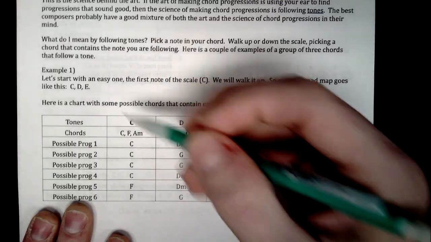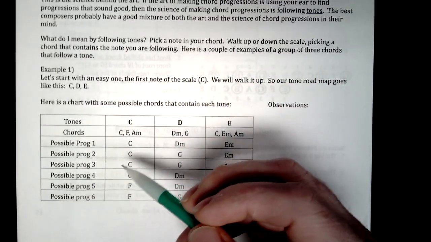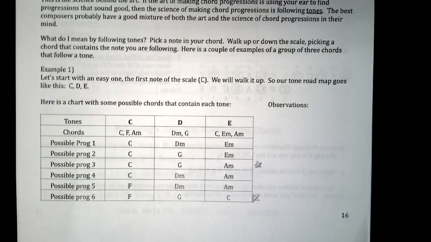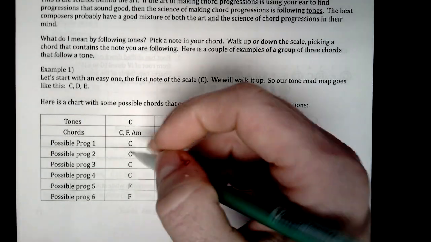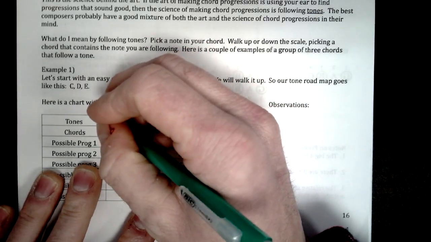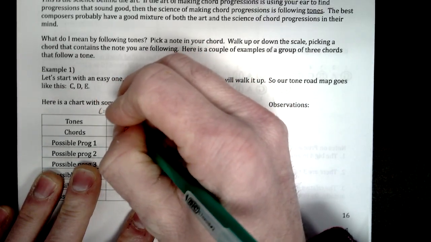Obviously, in the previous sections, which I don't have with me, we saw that when we build these out, the C chord had C, E, G.